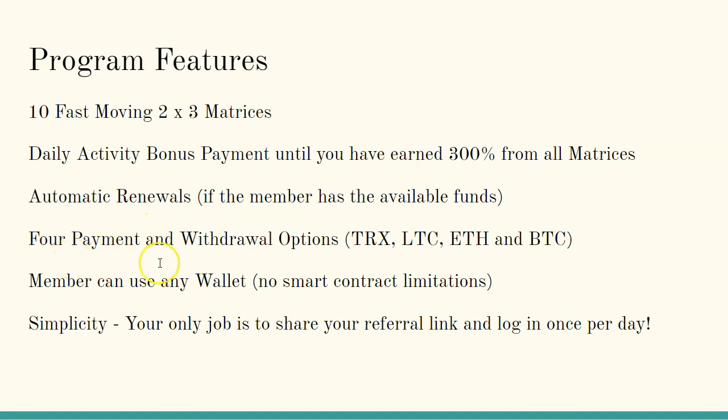Members can use any wallet. This is not a smart contract program, so you'll be able to use any wallet. There is a confusion because we use Coin Payments as our wallet. The member does not have to have a Coin Payments account. Coin Payments is my wallet to receive. So you will be sending funds from your wallet, whatever that wallet is. So if you're paying in Tron, you will send from your Tron wallet to my Tron address. You do not need a Coin Payments account.